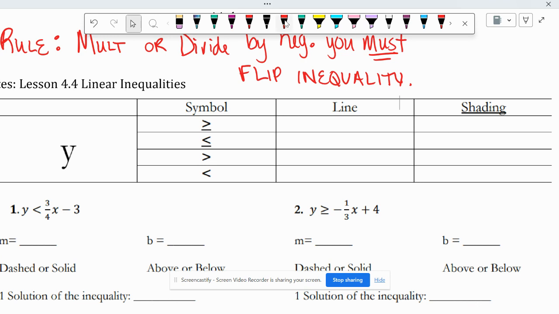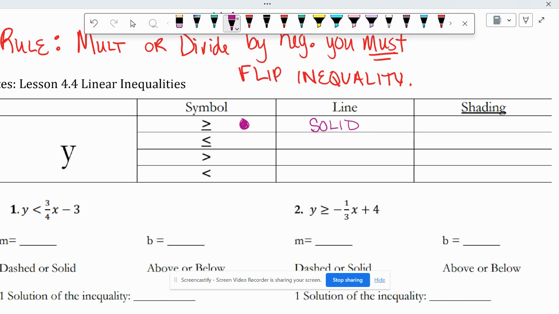If I think about this symbol, that's greater than or equal to, would that be a filled in circle or an open circle? It'd be a closed circle, right? A filled in circle. So I would graph it like this if I were putting it on a number line. That means that my line is going to be solid. It's going to be a solid line.